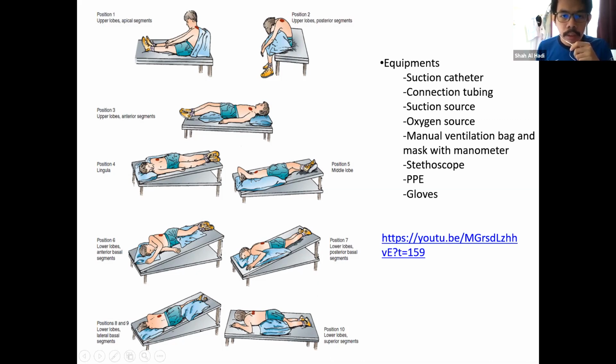Here are a few of the equipment that we need for this procedure. For post procedure, after the mucus is cleared upwards, if the patient has difficulty expelling the mucus, then we need things like a suction catheter, connection tubing, and a suction source to remove this sputum and mucus secretion. Post procedure we also need to auscultate the lungs and so on. So, can you play the video?